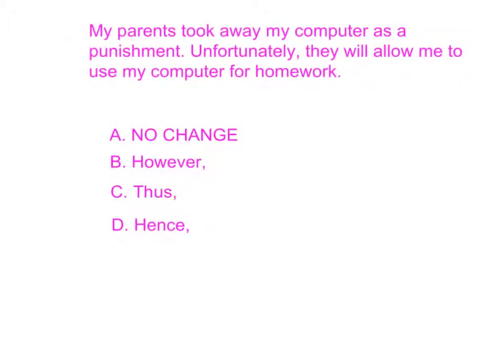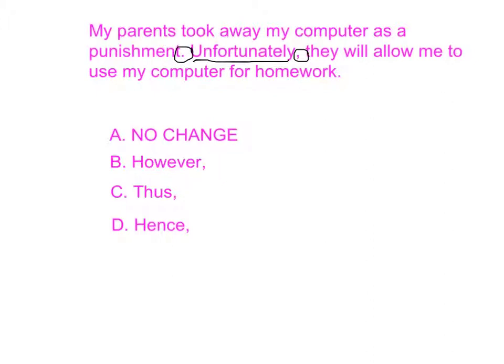Here is another example of a question that might appear on the ACT. You have 2 sentences. "My parents took away my computer as a punishment. Unfortunately, they will allow me to use my computer for homework." We see the conjunctive adverb, unfortunately, and we see the comma following the conjunctive adverb. In this example, they have used a period rather than a semicolon to separate the 2 sentences.